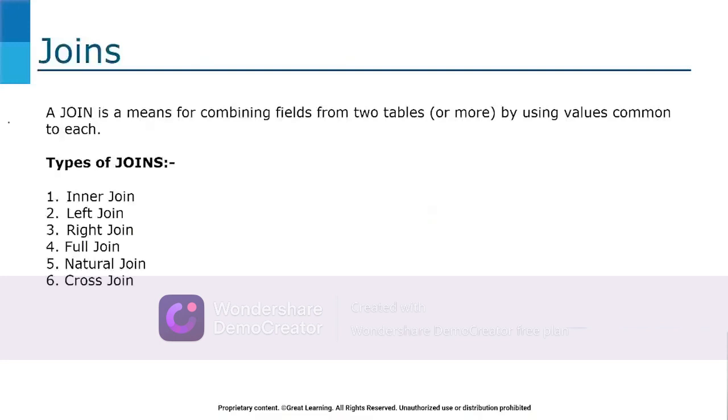So join is a means for combining fields from two tables by using values common to each. So we have two tables and we have to join these two tables using the common column. We have one common column, which is employee ID, in both the tables. We can join it. There are different types of joins: inner, left, right, full, natural, and cross. We are going to discuss all of these right away.